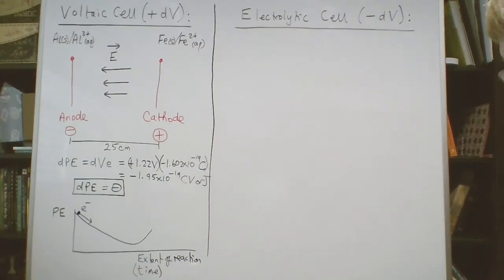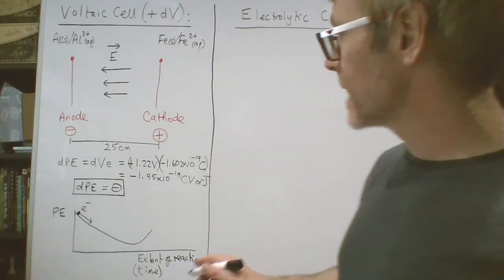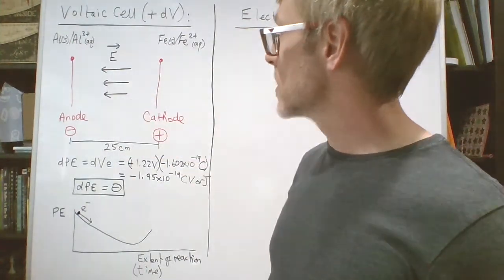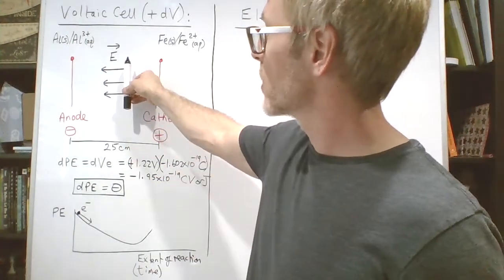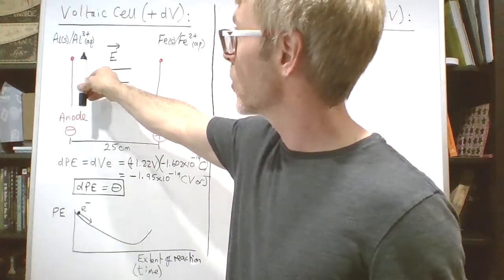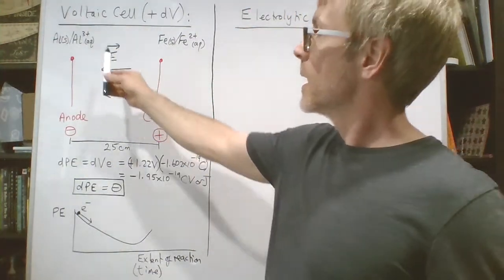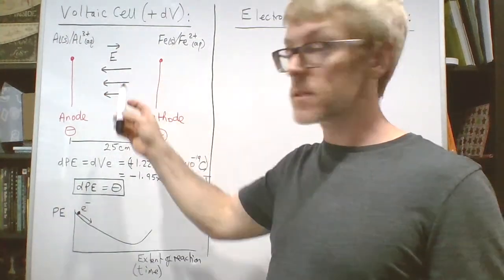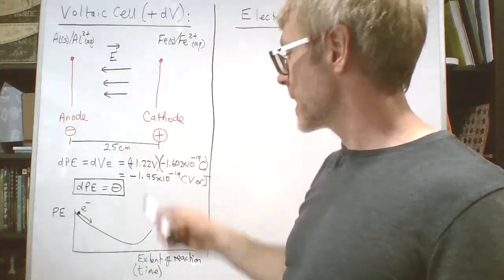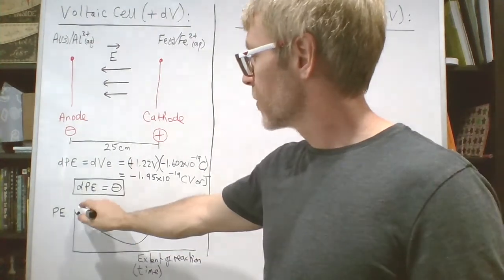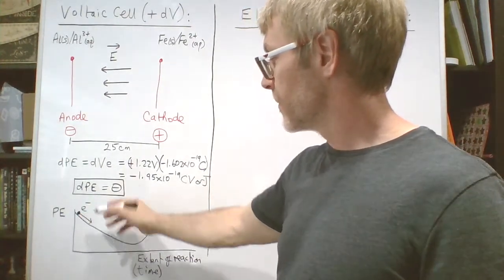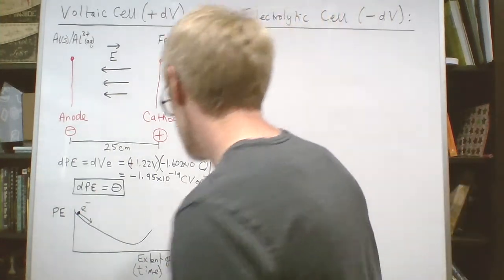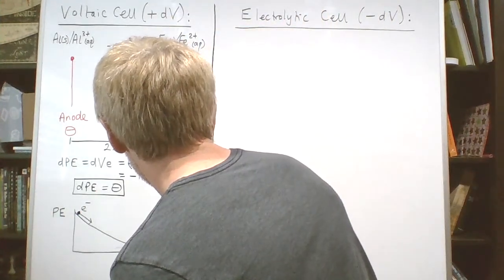And recall that this is against the direction of the electric field. So recall the electric field is going from the cathode to the anode in a voltaic cell. But the electron, the way we drew it previously, is moving clockwise. So the electron is moving against the electric field. So if the electron is moving downwards here, then the electric field is moving upwards. So I'm going to draw this real quick.